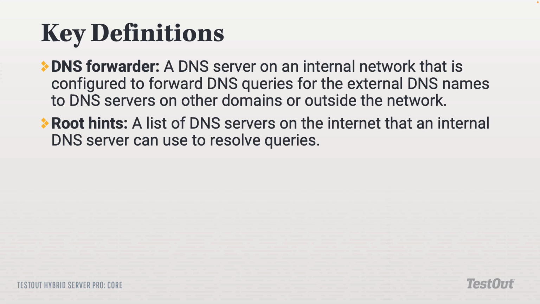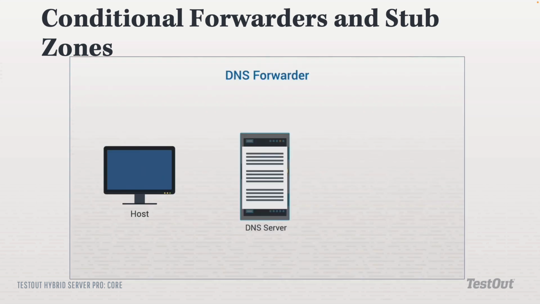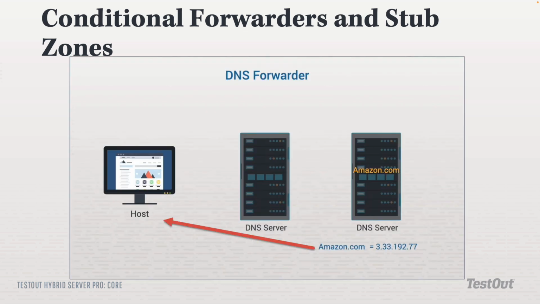And then we have our root hints. This is a list of DNS servers on the internet that an internal DNS server can use to resolve queries. It can have maybe five or six different servers that it can reach out to in order to get that information.